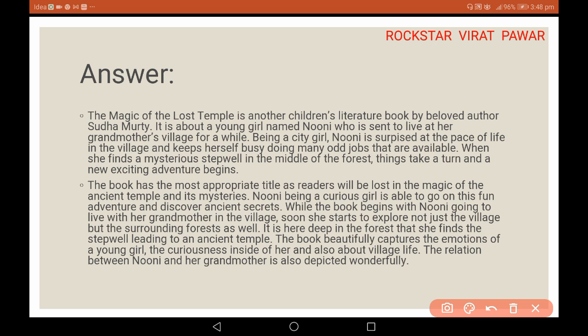See, while the book begins with Nuni going to live with her grandmother in the village, soon she starts to explore not just the village but the surrounding forest as well. It is here, deep in the forest, that she finds the stepwell leading to an ancient temple. The book beautifully captures the emotions of a young girl, the curiosity inside of her and also village life. The relation between Nuni and her grandmother is also depicted wonderfully.